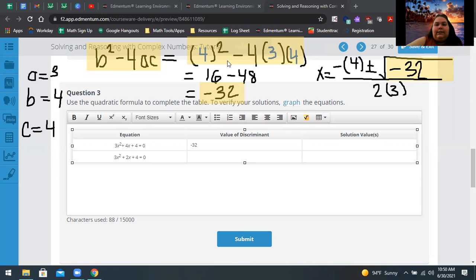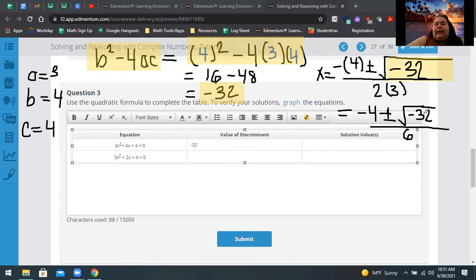So now we can continue solving. It's very similar to what we would normally do, and you would still get the same thing as negative 32. It's just that we already took that extra step. From here, we have negative 4, plus or minus the square root of negative 32, over 2 times 3, which is 6.